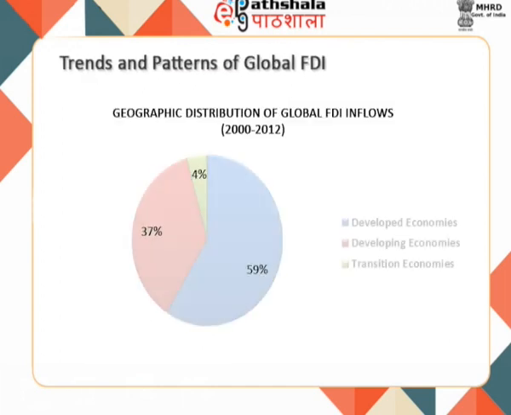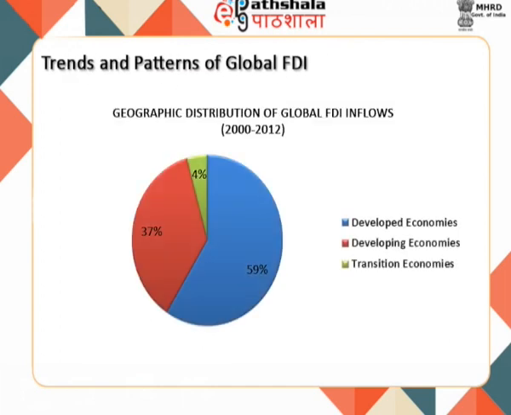As can be seen from the chart, while developed countries still account for more than half of global FDI inflows, the share of developing countries has increased. As compared to 28% of global FDI inflows during 1980 to 2000, developing nations now account for a sizable 37% of inflows. This trend indicates increasing integration of developing countries, particularly the emerging economies of South, East, and Southeast Asia, into the global economy.